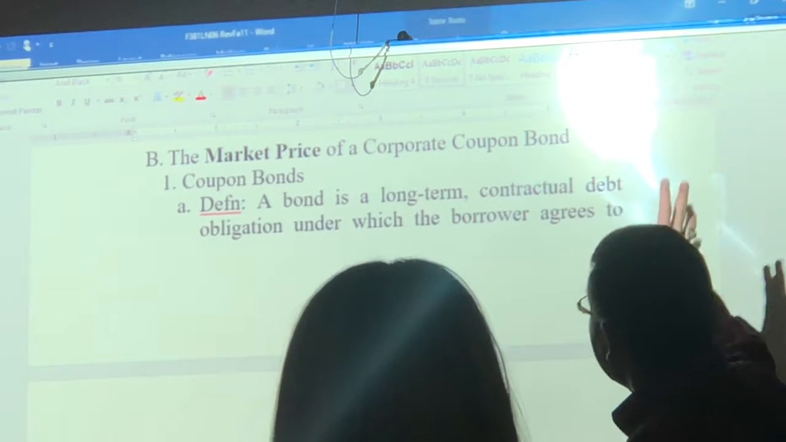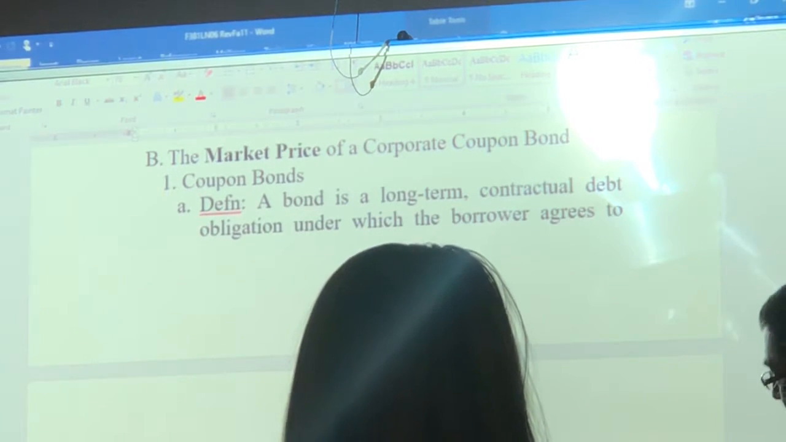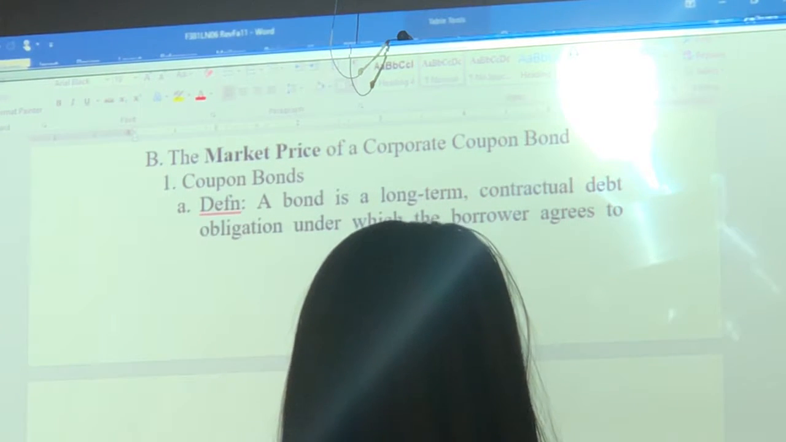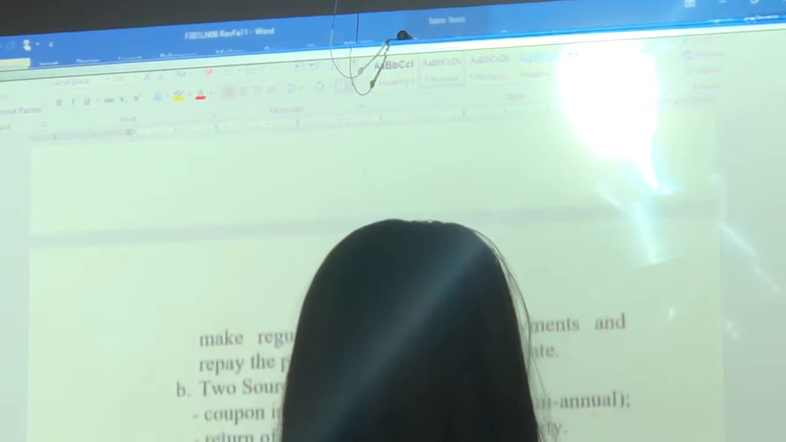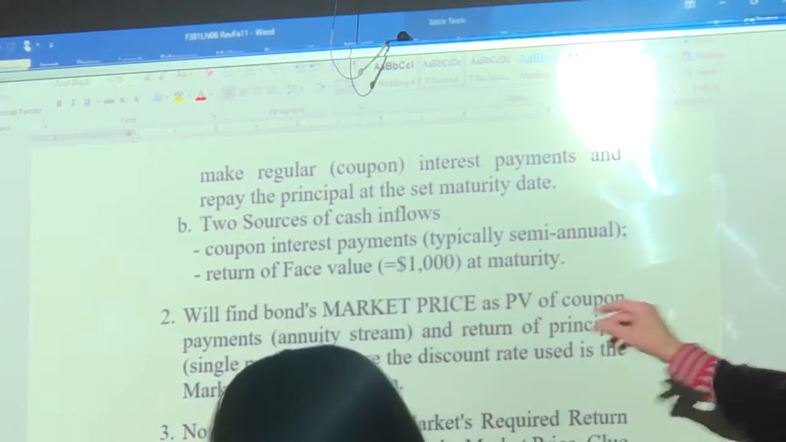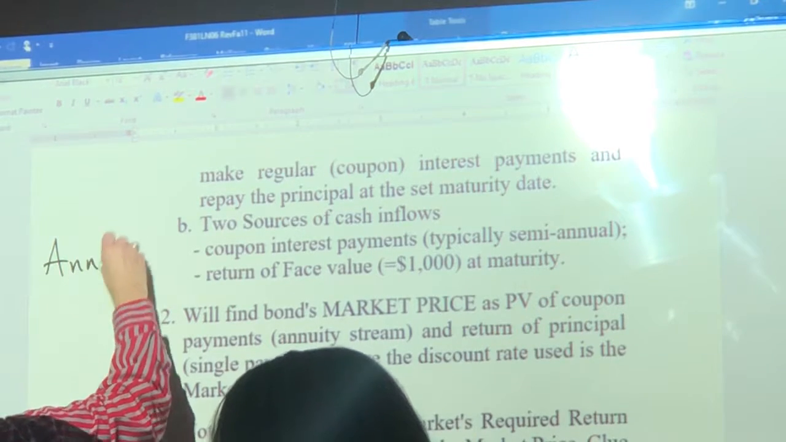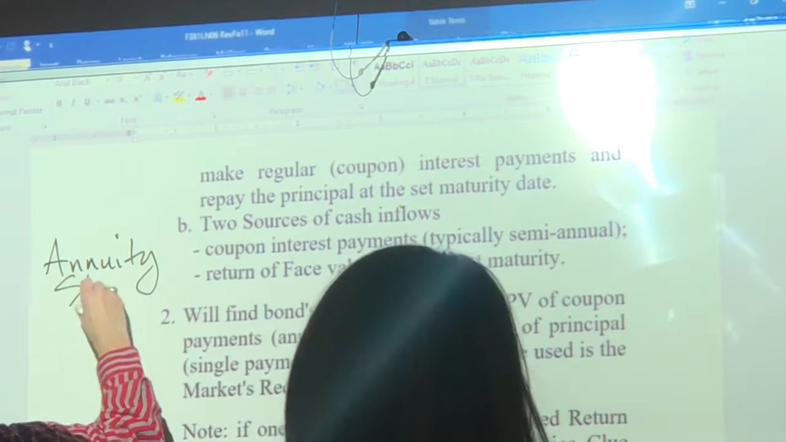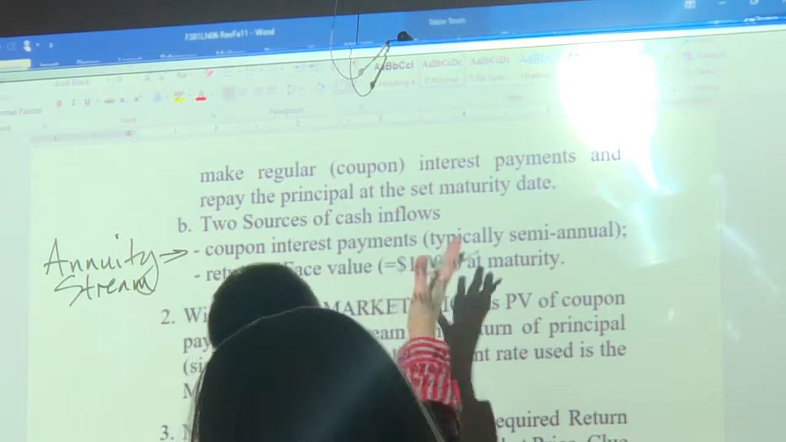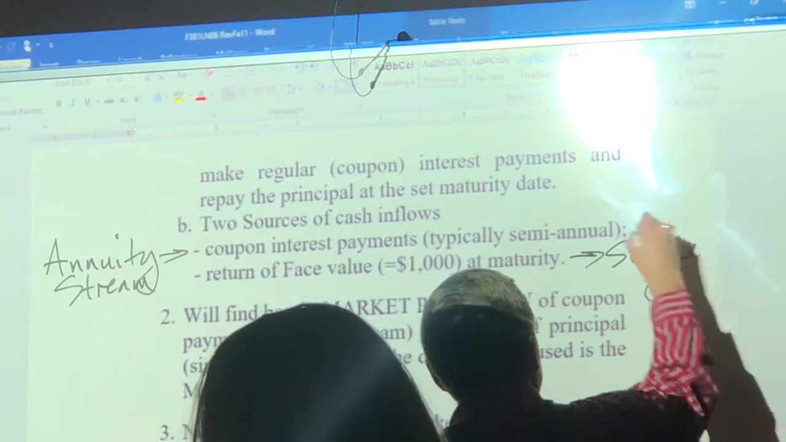A bond is a long-term contractual debt obligation under which the borrower agrees to make regular coupon interest payments and repay the principal at the set maturity date, and that's all specified in the bond contract. As we've seen, there are two sources of cash flow. The annuity stream, which are the coupon payments, and the return of the face value, which is a single payment at maturity.